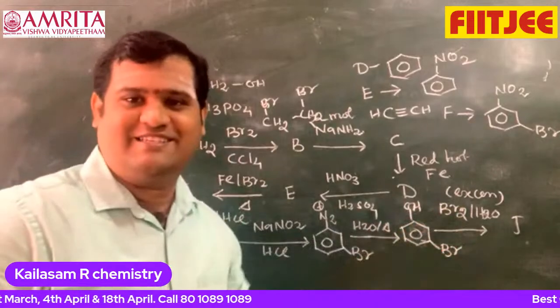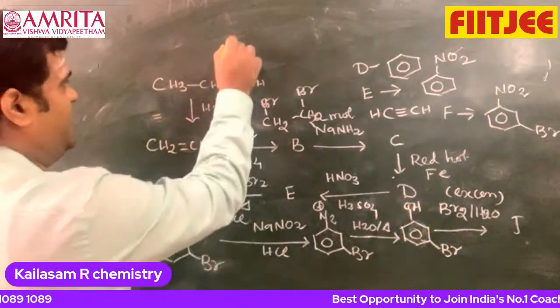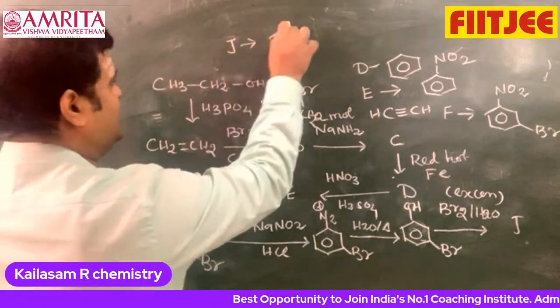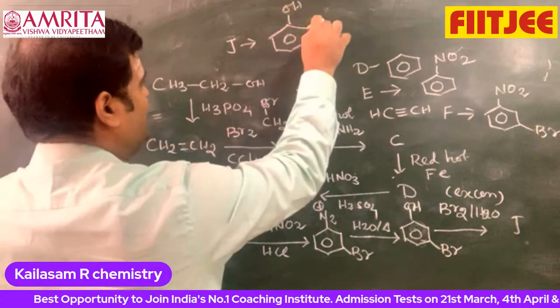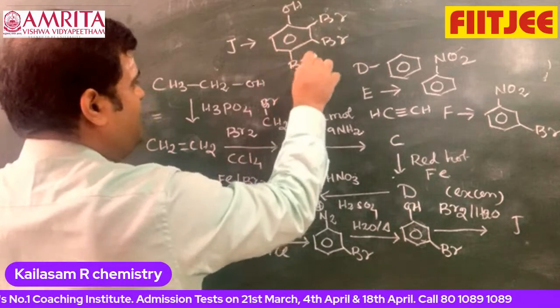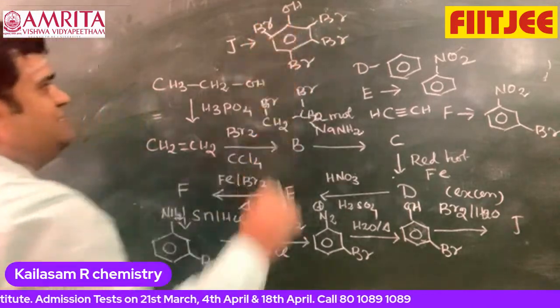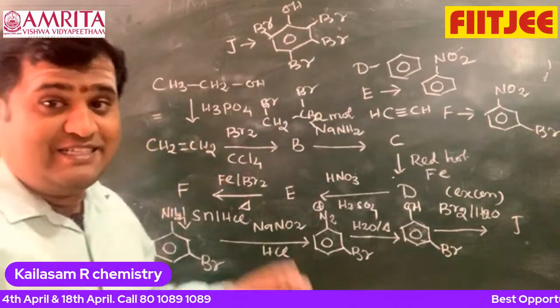Br2 water in excess obviously gives tribromophenol. So J will be what? J is OH with Br, Br, Br. This is what they will ask you in the examination. This is the JEE Mains question.